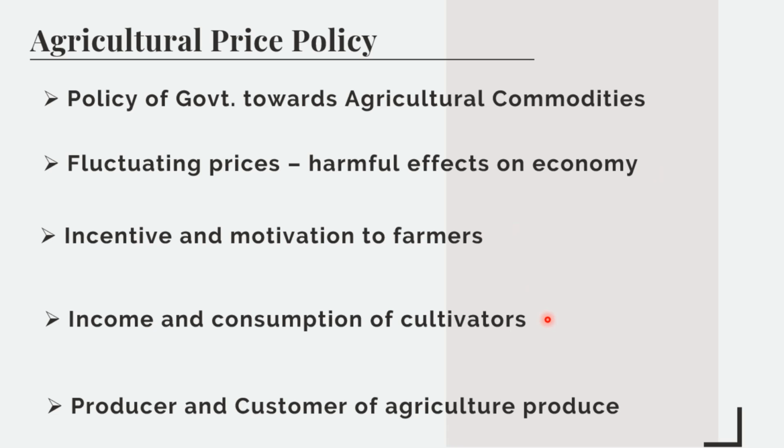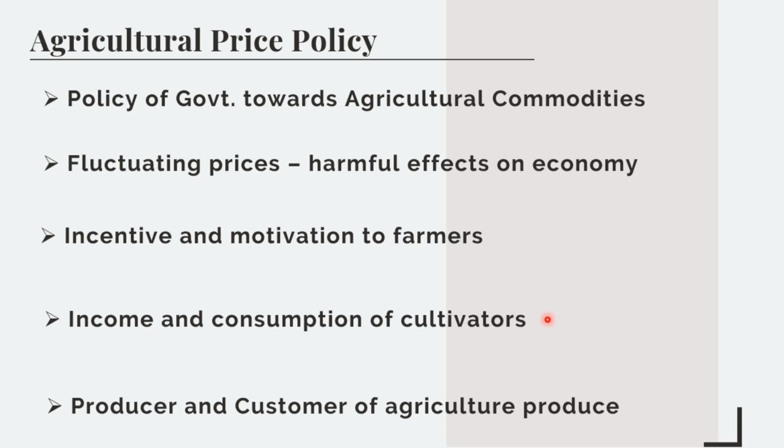The agricultural prices determine the income of the farmers. So when agricultural prices fluctuate, the income will also fluctuate. So the farmers will not get a fixed amount of income for their produce or for their commodities. Therefore, as far as the standard of living of the farmers is concerned, as far as the guarantee of a fixed income for the farmers is concerned, agricultural price policy plays an important role.